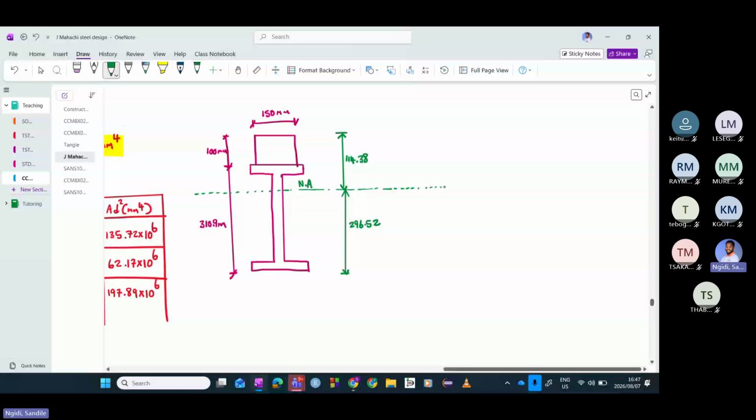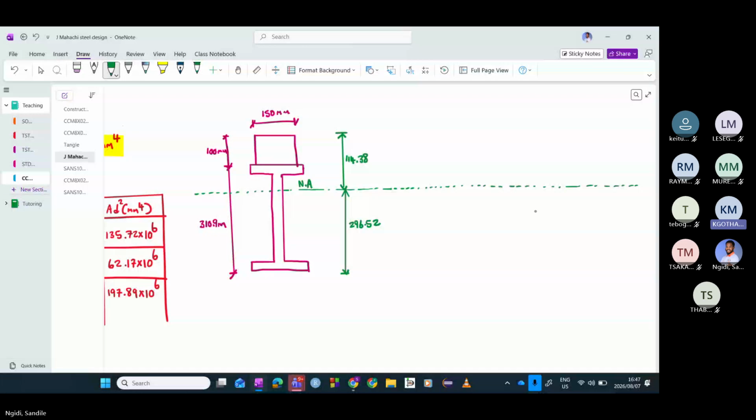Question. Why is it important that we find the neutral axis? What's the importance of the neutral axis? Hello? Answer. Yes. Can I try? Yes, you can try. You are always more than welcome to try in this class.